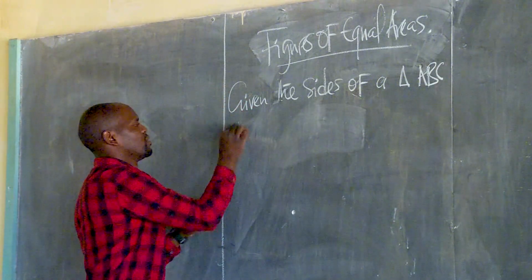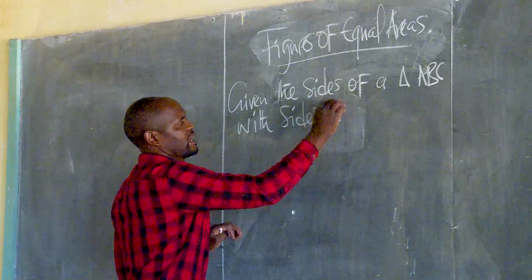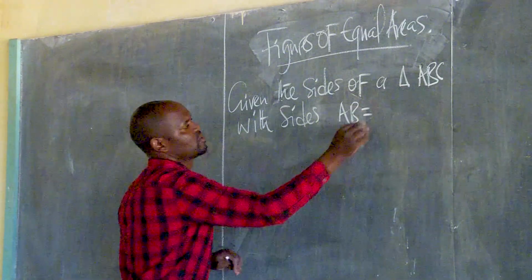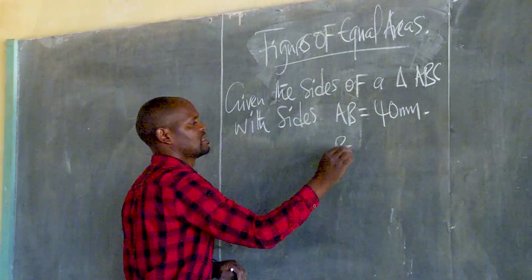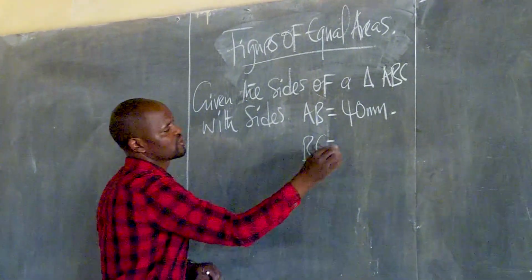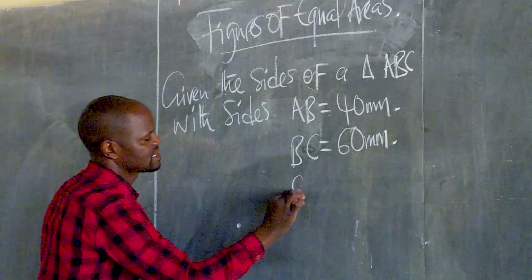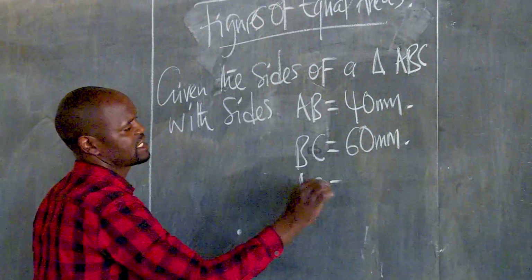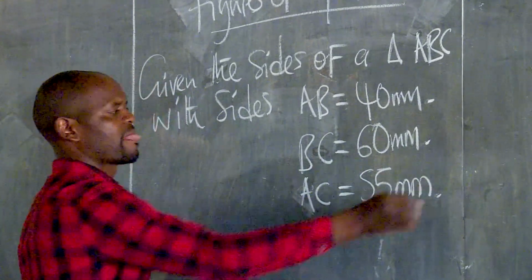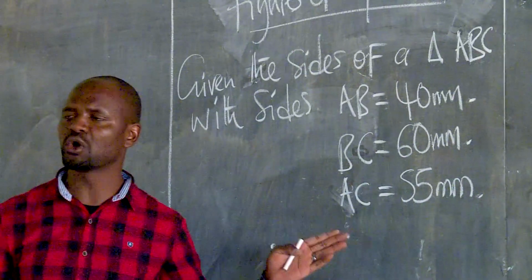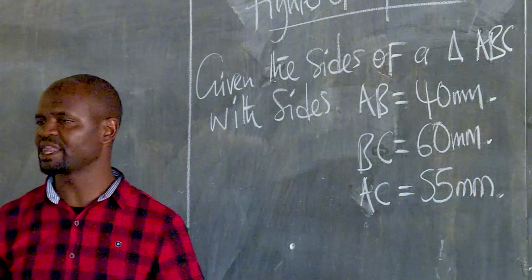Triangle ABC with sides AB equals to 40 millimeters, then BC equals to 60 millimeters, and finally AC equals to 55 millimeters. So the first question is, are we able to draw this triangle? Yes, sir. We are able to draw this triangle without difficulties.